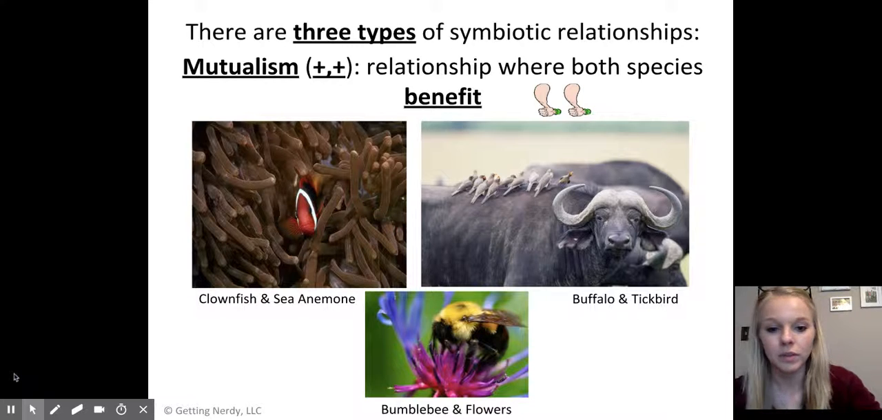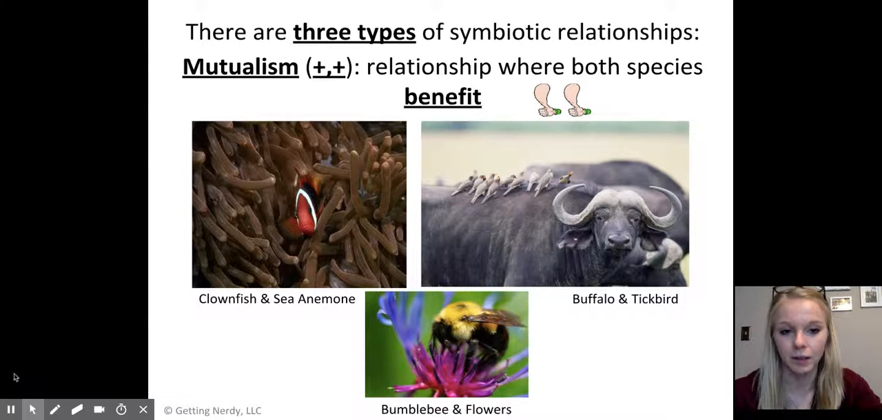The other example is the bumblebee and the flowers, where the bumblebee is getting the nectar from the flowers, and as it lands on the flowers, it's taking up the pollen on its fur. Then as it goes to land on other flowers, it can pollinate those other flowers. So it's an indirect benefit.